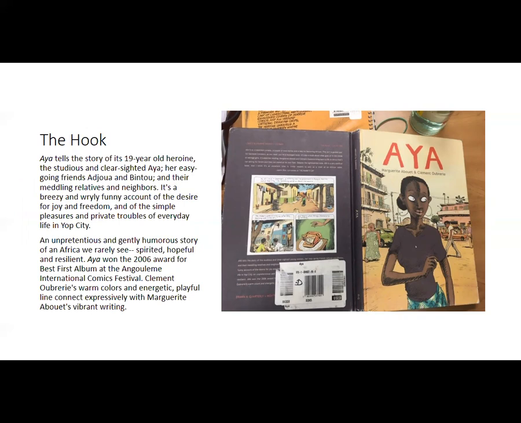Aya tells the story of its 19-year-old heroine, the studious and clear-sighted Aya, her easygoing friends Adjoua and Bintou, and their meddling relatives and neighbors. It's a breezy, wryly funny account of the desire for joy and freedom, of the simple pleasures and private troubles of everyday life in Yop City. An unpretentious and gently humorous story of an Africa we rarely see, spirited, hopeful, and resilient.